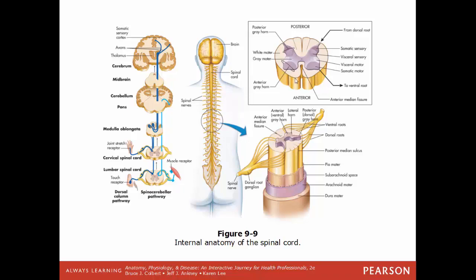So looking at it from this angle, the dorsal gray horn here, lateral horn here, ventral or anterior gray horn here, the fissure right here in the middle, the anterior median fissure, the dorsal root ganglion here, which will merge and form the spinal nerves, the dorsal root, ventral roots up here.